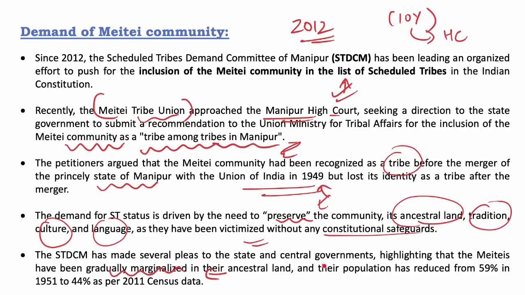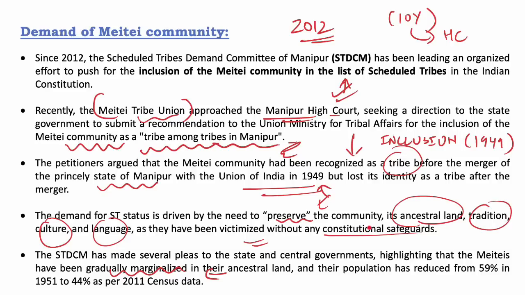So now that we have seen what the demands of the Meitei community are, the prima facie rule that they have highlighted is that before the inclusion of Manipur in the Indian Union in 1949, they were recognized as a tribal community, but this tag was lost. And to preserve the culture, land, language, and tradition, and to prevent further marginalization of the Meitei community, they need to be included under the Scheduled Tribe category.